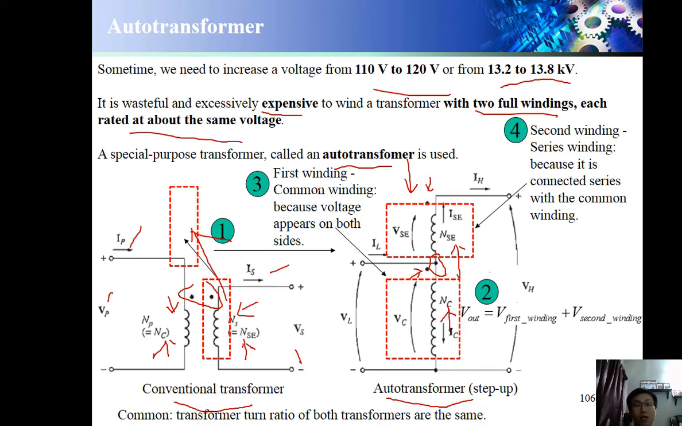The first winding we call the common winding, VC, NC, because voltage appears on both sides. The second winding we call the series winding, because it is connected in series with the common winding, like this. So this is the difference between the auto transformer and the conventional transformer. In a conventional transformer, there is no connection. In an auto transformer, the windings are connected.